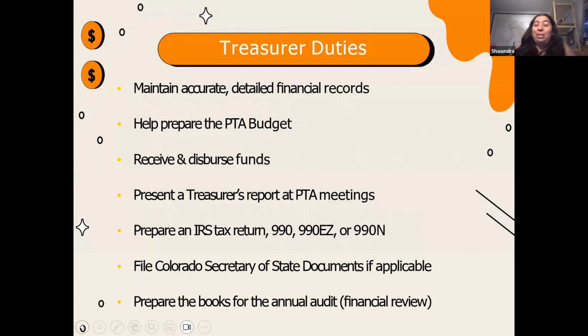Receive and disperse funds, present a treasurer's report at the PTA meetings, prepare an IRS tax return, which will be either a 990, 990EZ, or a 990N, depending on how much your PTA has and how much you've made. You need to file the Colorado Secretary of State documents if applicable, and then prepare the books for the annual audit, which is also known as a financial review.